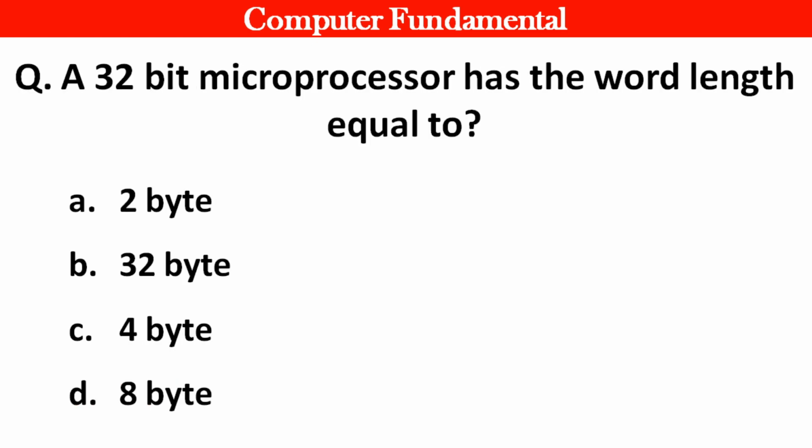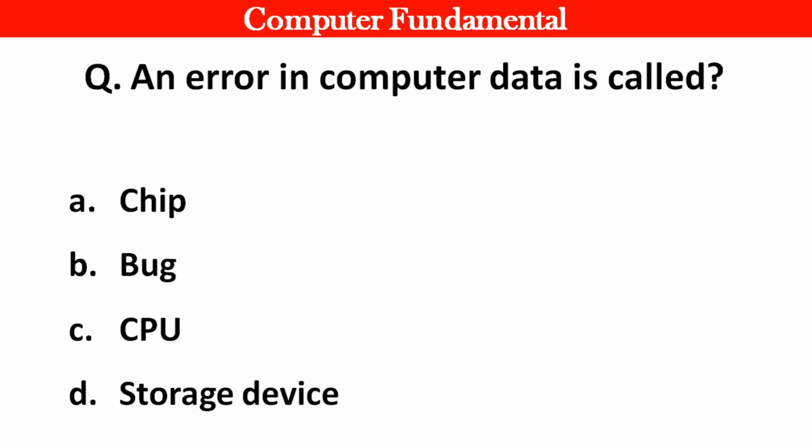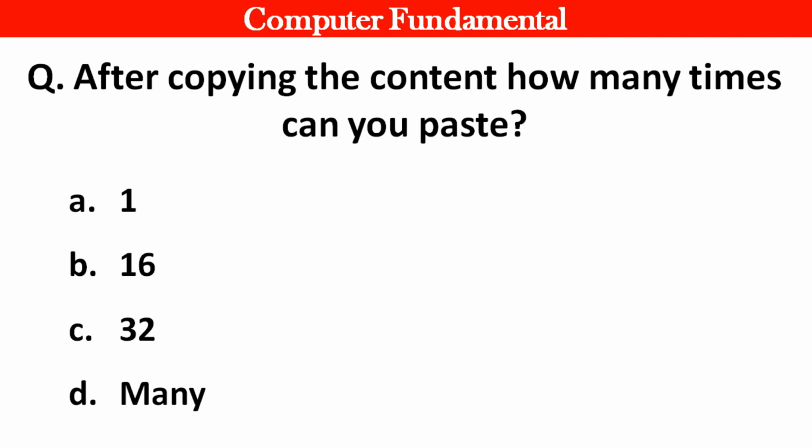Next question, a 32 bits microprocessor has the word's length equal to. Right answer is option C, 4 byte. Next question, an errors in computer's data is called. Right answer is options B, bug. Next question, after copying the contents, how many times can you paste? Right answer is options D, many.